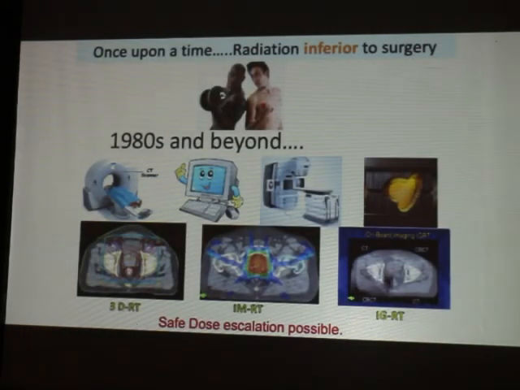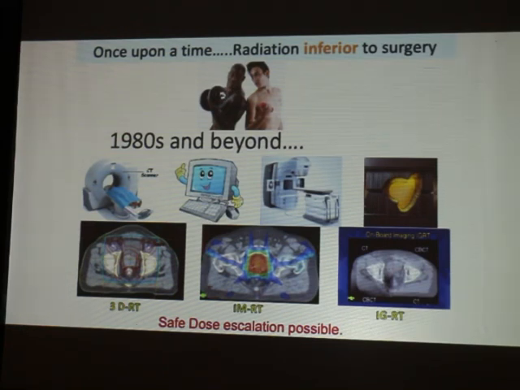Before the 1980s, radiation for prostate cancer was much inferior. It was the poor cousin compared to surgery. But after the 80s, with the advancement in technology, with computers, computing, calculations and software, it is possible. So why was radiation inferior? First question: why was radiation inferior before the 80s?